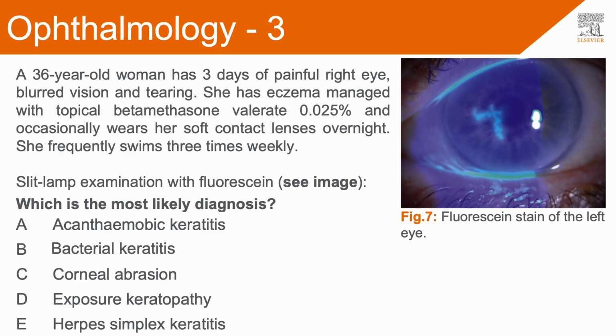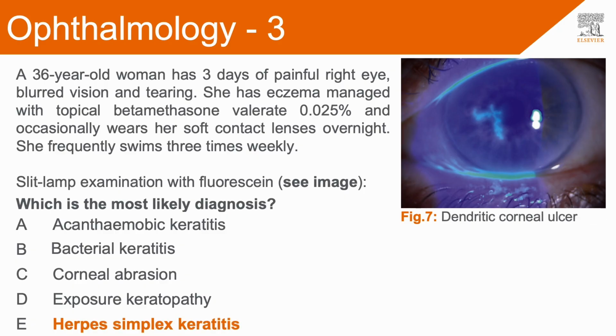Slit lamp examination with fluorescein staining is shown in Figure 7. Which is the most likely diagnosis? A. Acanthamoebic keratitis. B. Bacterial keratitis. C. Corneal abrasion. D. Exposure keratopathy. Or E. Herpes simplex keratitis.